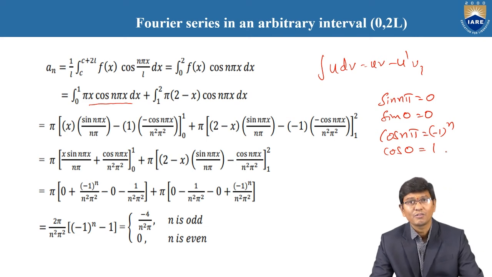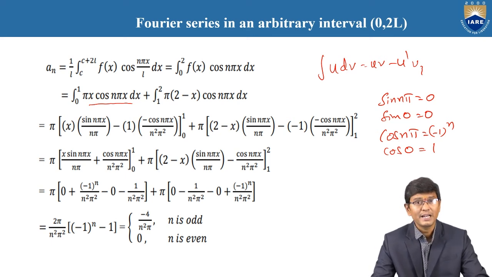By using these four values, when we replace them here in the first part and also the second part, it is clearly pi into the first part. By using this value it is 0 plus (-1)^n by n square into pi square, minus 0, minus 1 by n square into pi square, plus the second term, that is pi into the replacement of the upper limit 2 and also 1.